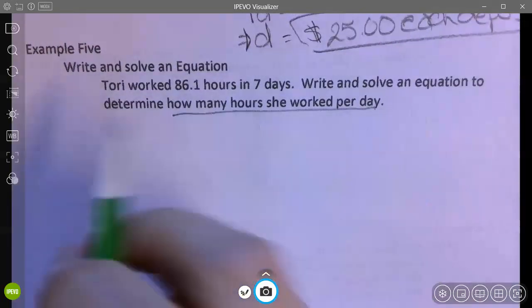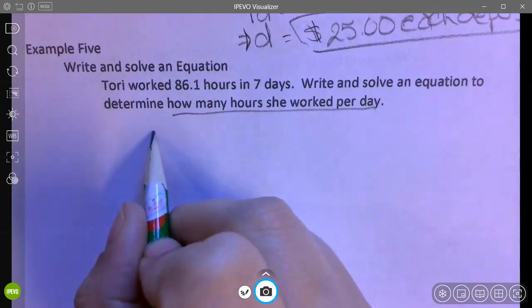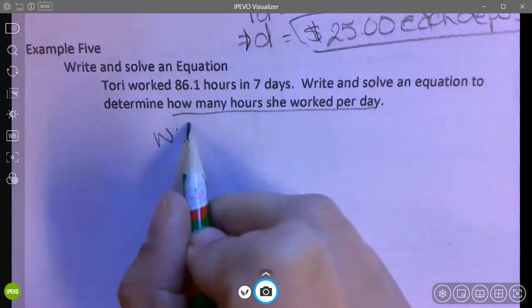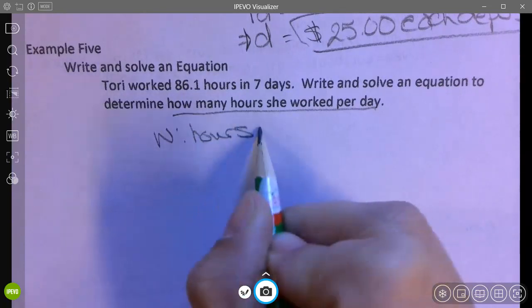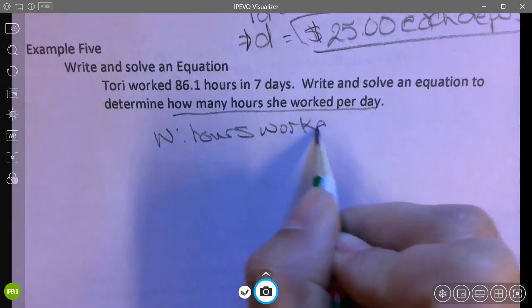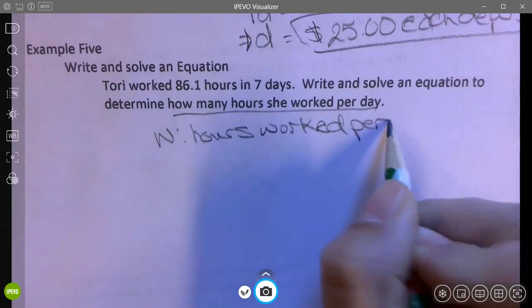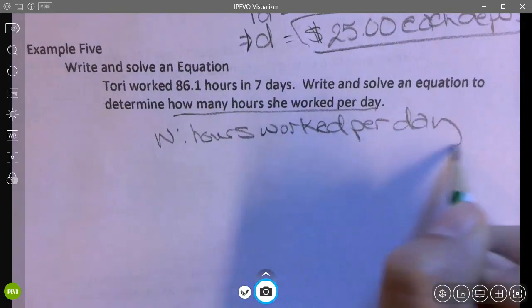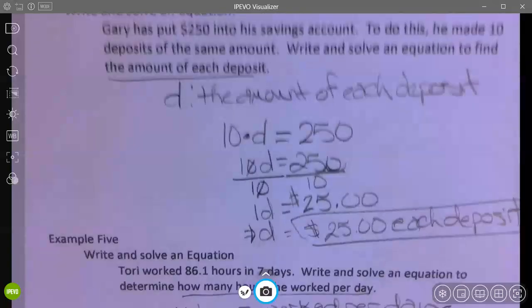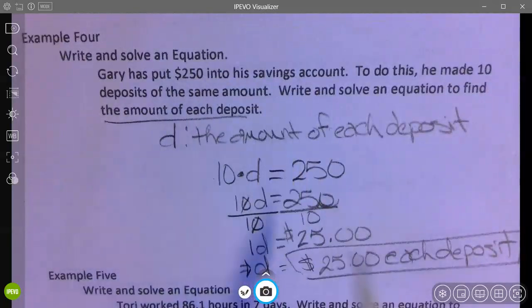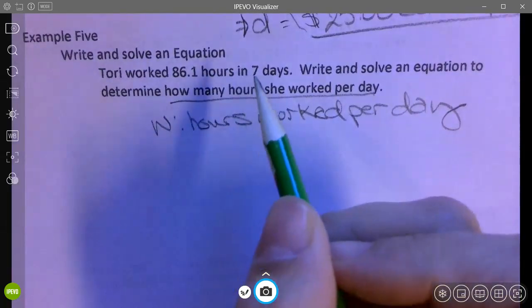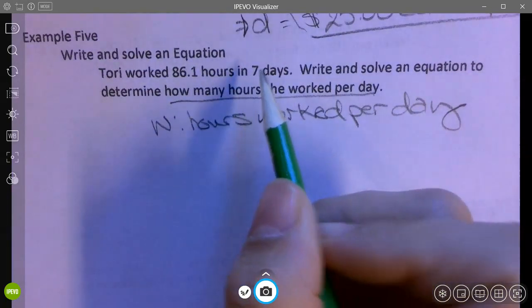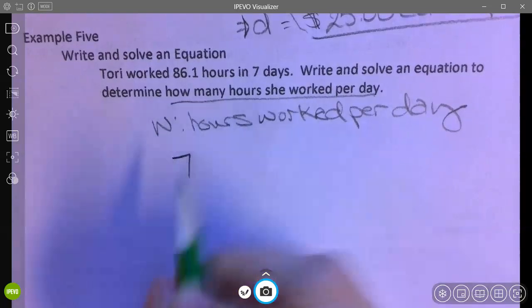Okay, so this is going to be my variable. I want to do W for hours worked per day. This is kind of like this. How much did he put in each deposit? Well, this is how much did she work per day. And we know she worked 7 days.